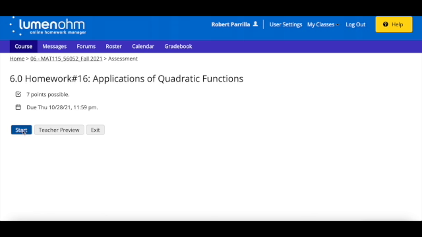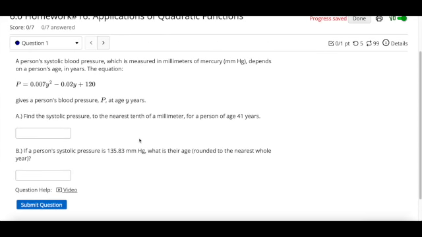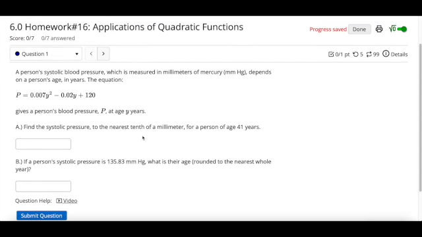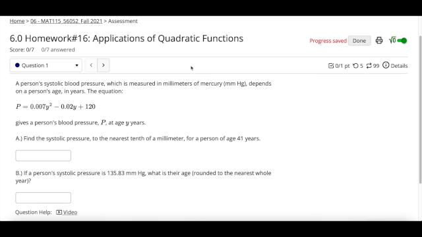So let's get started with this one. Homework 16, Applications of Quadratic Functions. There are 7 problems, 7 points available. And number 1, this is the blood pressure problem. A person's systolic blood pressure, which is measured in millimeters of mercury. Long story short, this is blood pressure given a person's age. That'll stand in for Y. And then the P is the person's age. Blood pressure given the person's age.